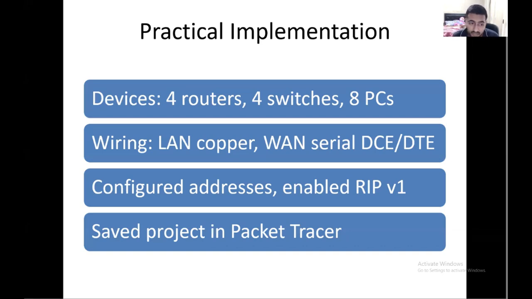As I already mentioned, we have four routers, four switches, and eight PCs, divided across four campuses of the same university. They are connected with cables across the different campuses. We have configured addresses and enabled RIPv1, and all the configuration screenshots are provided in the report that you can check. We have also provided the Packet Tracer file that you can check. Now my friend Aryan will complete the rest of the slides.